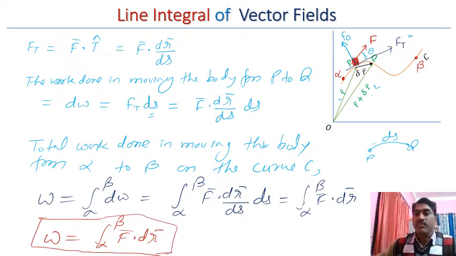Why line integral? Because the force is applied and the body is moving along this curve. Similarly, you can understand the concept for any vector field applied along a particular curve. Simply, you can say the vector is working. It may be a magnetic vector, an electric vector field, a gravitational vector field, any field. If the vector F is considered along this curve, then the line integral is simply calculated as the integral of F dot dr, where alpha and beta, the limits, are taken according to the points on the curve.